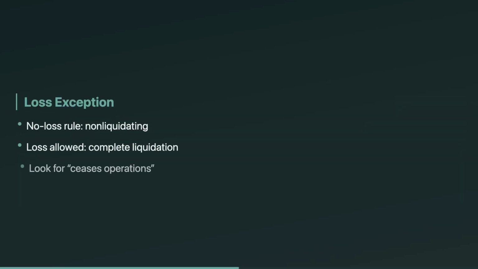The big exception is complete liquidation. If the corporation is winding up and ceasing operations, then losses can be recognized on distributed property. That's why a building with a $600,000 basis and $500,000 FMV can generate a $100,000 loss in a complete liquidation, but not in a normal distribution. Exam tip: if you see complete liquidation, your no-loss rule may flip.